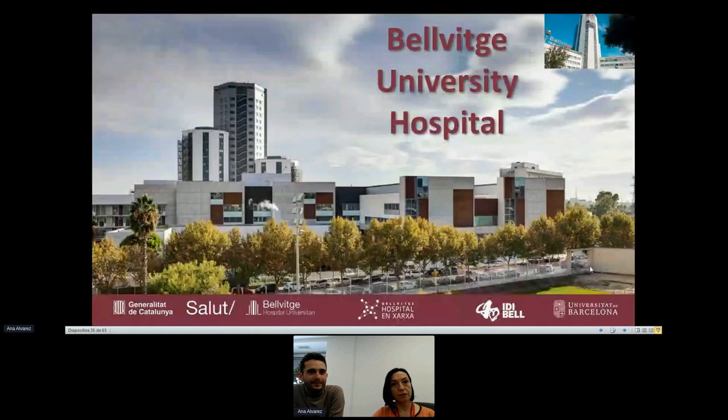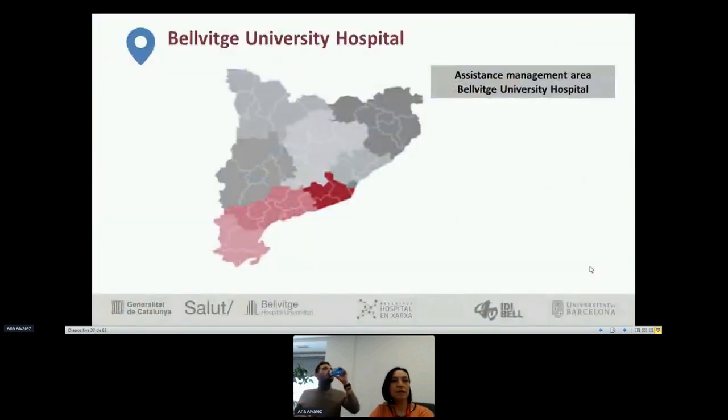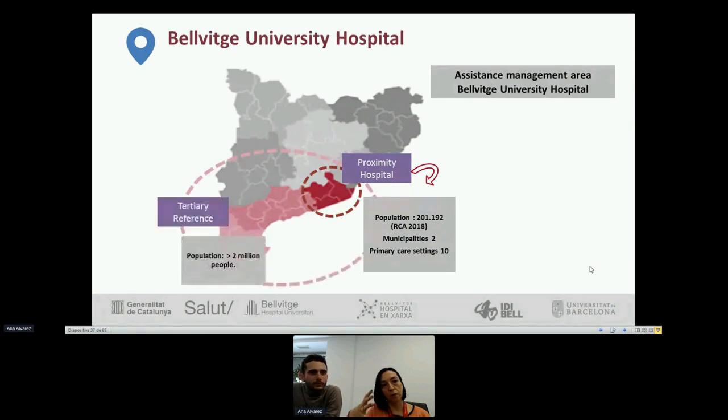Thank you, Jero. Okay, this is a picture of our hospital. The little one in the top part of the slide is the panel that we have put up because next year it will be 50 years old, so it's a big celebration for us. Just to show you how big or how small we are, we are the proximity hospital for 200,000 people, but we are tertiary reference for more than 2 million people in the south of Catalonia.